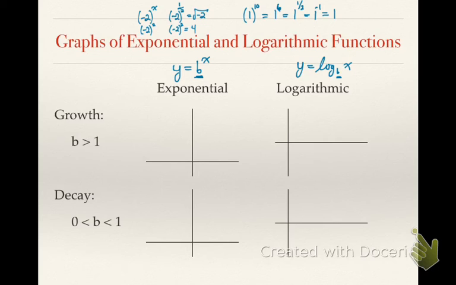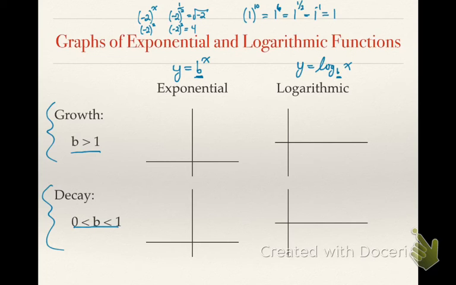So let's look at the graphs of these. We have two different types of each of these. We have growth, and we have decay. Growth occurs when the base value is greater than 1. Decay occurs where the base value is between 0 and 1. Again, notice we're not considering any negatives or the value 1.